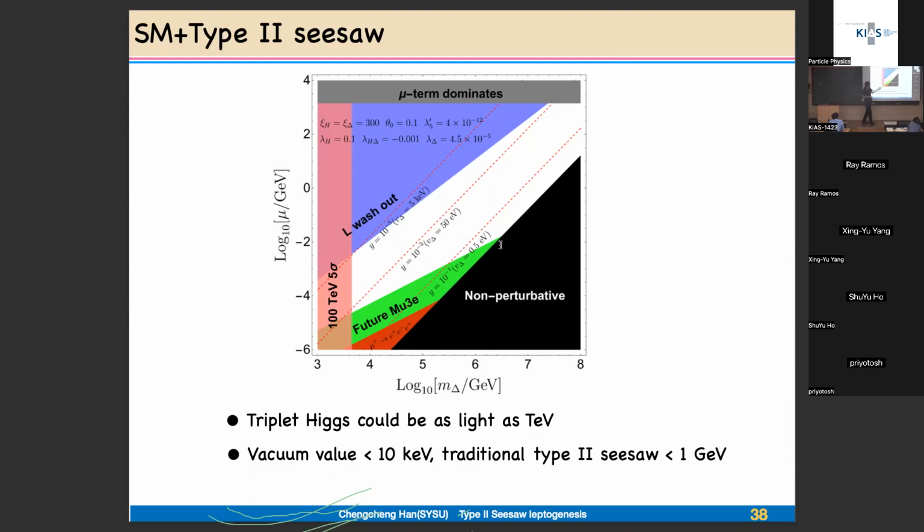Here I plotted the 100 TeV collider and also some lepton flavor violation tests. This region is excluded and this is the future region. I don't know how much time I used, because later is all the phenomenology.